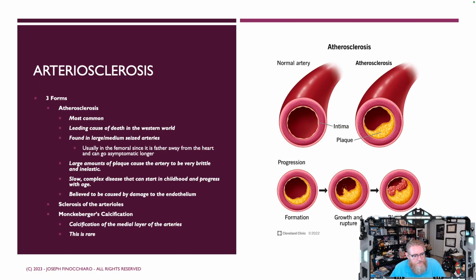Next, you have sclerosis of the arterioles. And finally, Monckeberger's calcification, which is the calcification of the medial layer of the arteries, but this is extraordinarily rare.